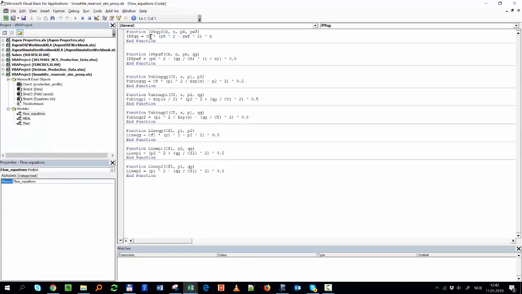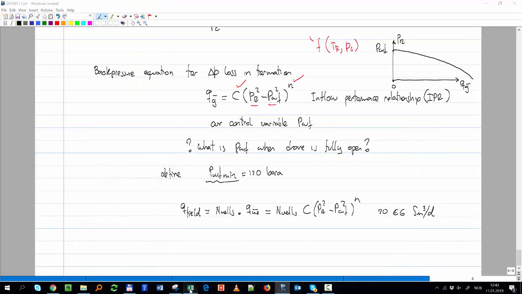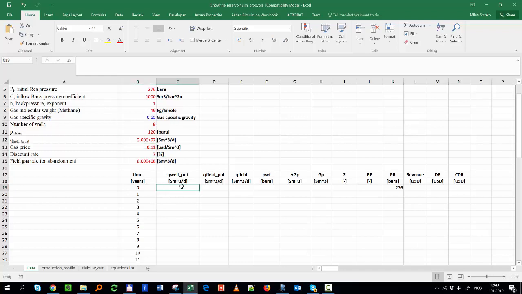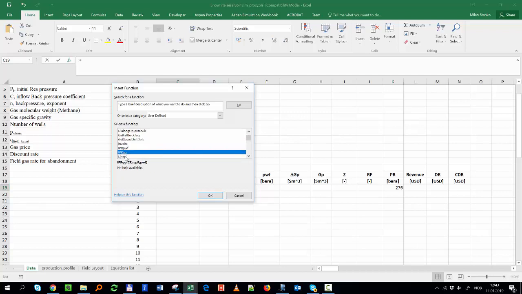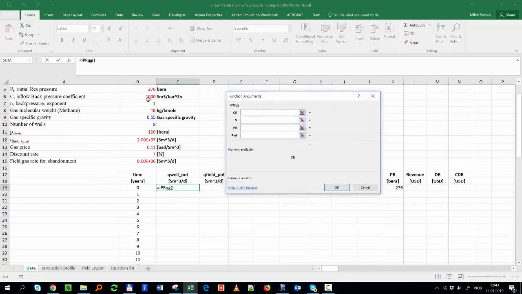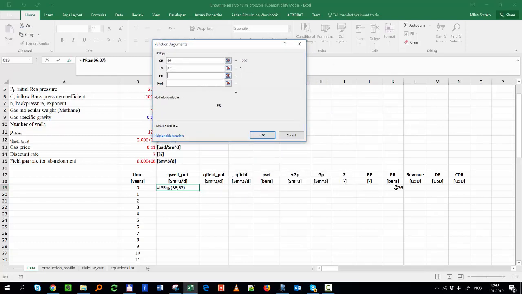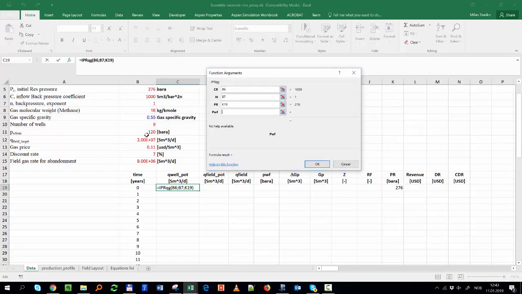It's already programmed for you. It's here: C times (PR minus PWF) to the power of N. To call it, you place the cursor on the cell where you want to apply the equation, then you use this fx, Insert a function, then select user defined, something that I custom made for this example. Then I find IPR, the one that gives me the rate, QG. Use that. C is here, N is here, PR is here, and PWF is here.